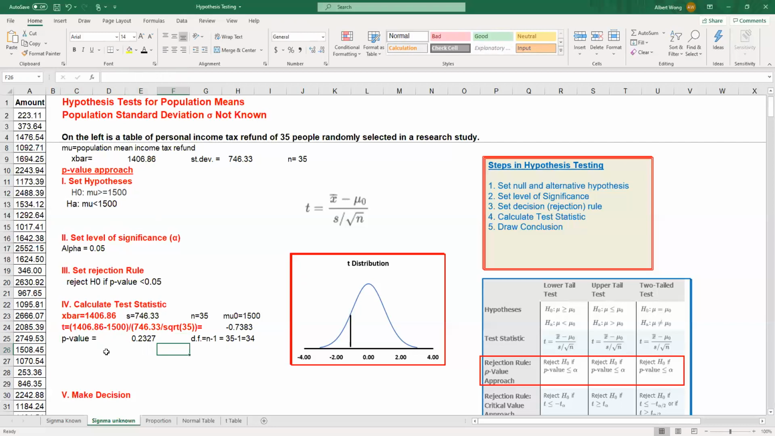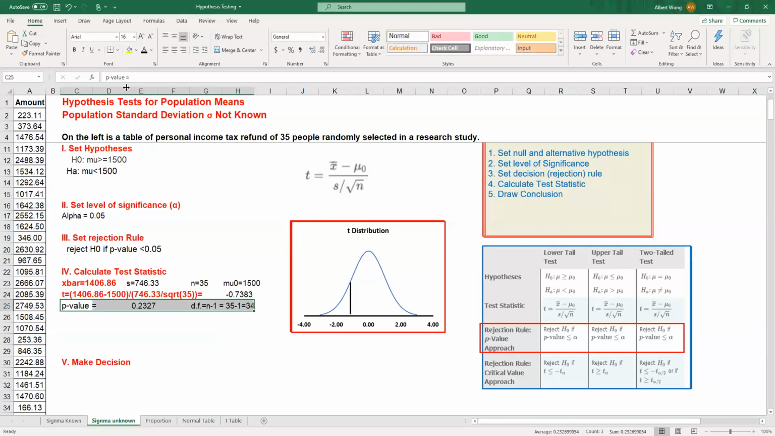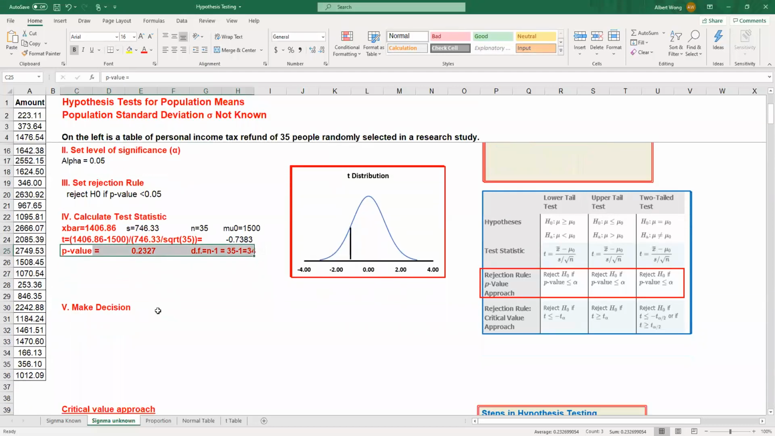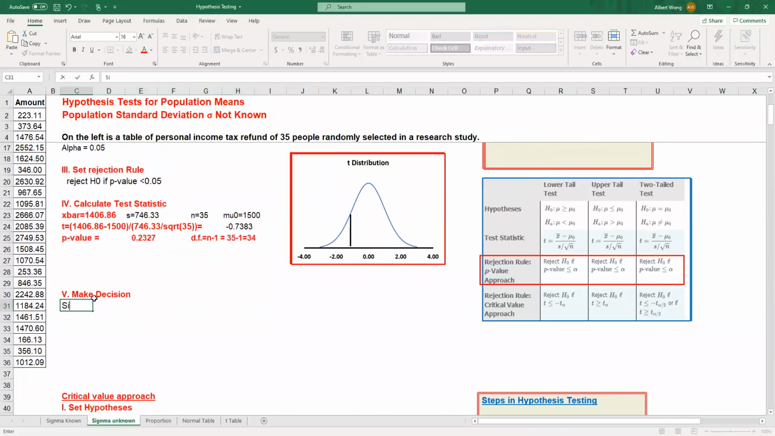And again, now that we have done this many times, we know that we do not reject the null. Why? Because the p-value is not less than 0.05. So we say, since the p-value is not less than 0.05, do not reject H0. And so we have insufficient evidence to conclude that the mean refund is less than 1,500.